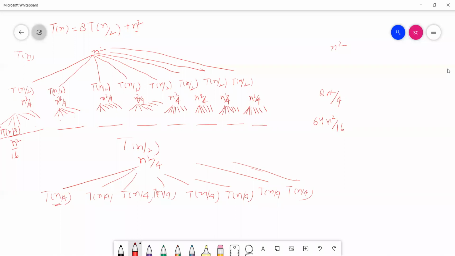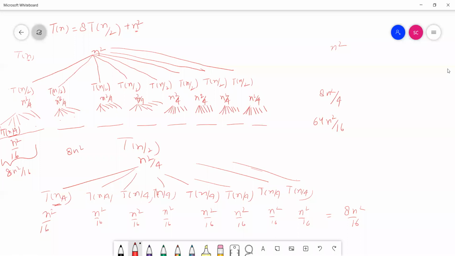So here for this problem, I am going to do n square by 16 amount of work if I take a square of this. This also n square upon 16, this n square upon 16, and so on for each of the eight. If we count it, we get 8n square upon 16. So 8n square upon 16 total work for one tree.